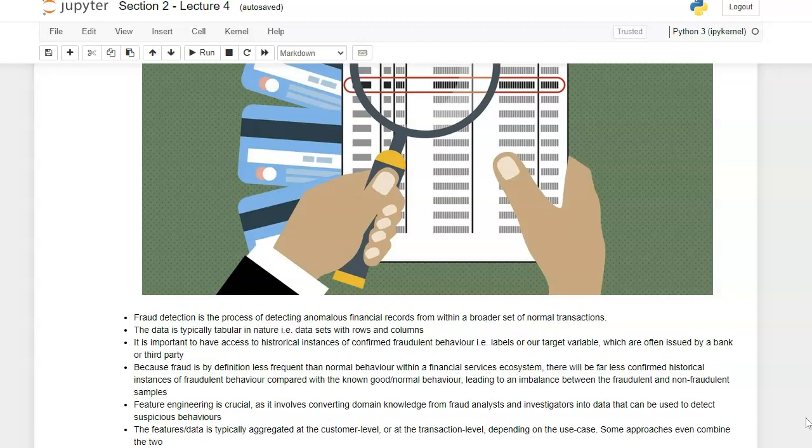Feature engineering is also crucial in fraud detection, and it typically involves conversations and interactions with domain experts, whether that's you as a data scientist or a fraud analyst or a fraud investigator, and taking those insights and that domain knowledge and transforming that into data points that can be used to detect suspicious behavior.